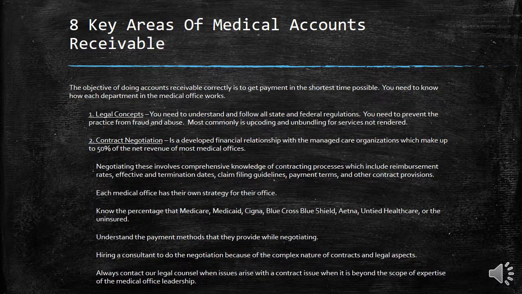Each medical office has its own strategy for its office. Know the percentage that Medicare, Medicaid, Cigna, Blue Cross Blue Shield, Aetna, United Healthcare, or the uninsured make up. Understand the payment methods that they provide while negotiating. Hire a consultant to do the negotiating because of the complex nature of contracts and legal aspects. Always contact legal counsel when a contract issue arises that is beyond the scope of expertise of the medical office leadership.